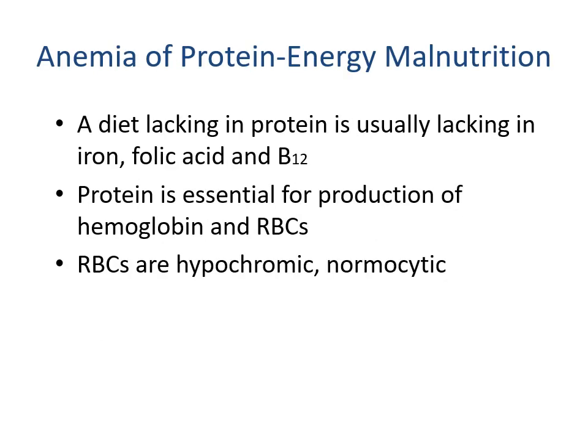Looking at anemia of protein energy malnutrition. So again, a diet lacking in protein is usually lacking in iron, folic acid, and B12, as protein is essential for the production of hemoglobin and red blood cells. And so for a patient with anemia of protein energy malnutrition, their red blood cells will be pale or hypochromic, but normocytic or normal sized.